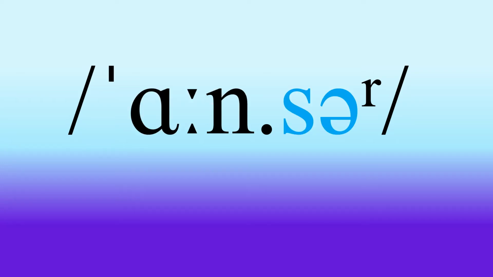Our second syllable then, we've got this s sound, this hissing s, and then a schwa, a weak vowel, so s. We've also got this little r tagged on the end there.